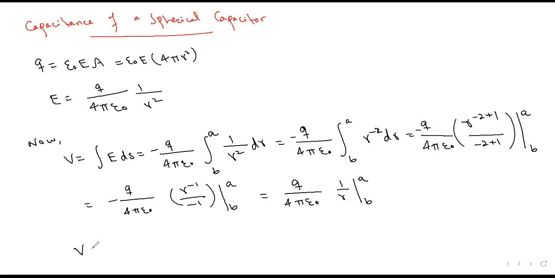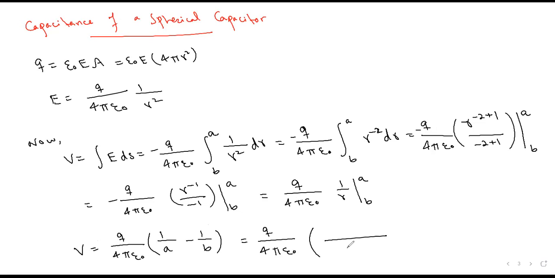Okay, so the potential difference will come out to be Q over 4 pi epsilon naught, 1 over a minus 1 over b, or, this is just simplification, Q over 4 pi epsilon naught times b minus a over ab. So this is the required potential for a spherical capacitor.